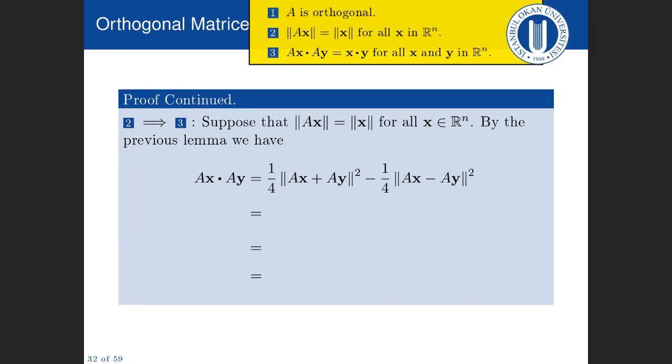Ax dot Ay is equal to, by the lemma, a quarter norm of Ax plus Ay all squared minus a quarter norm of Ax minus Ay all squared. Instead of Ax plus Ay, I could do A multiplied by x plus y. And instead of Ax minus Ay, I could do A multiplied by x minus y.